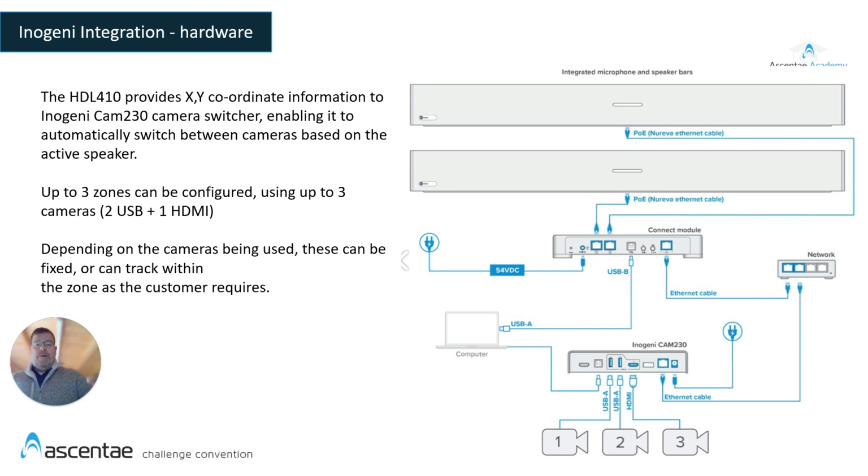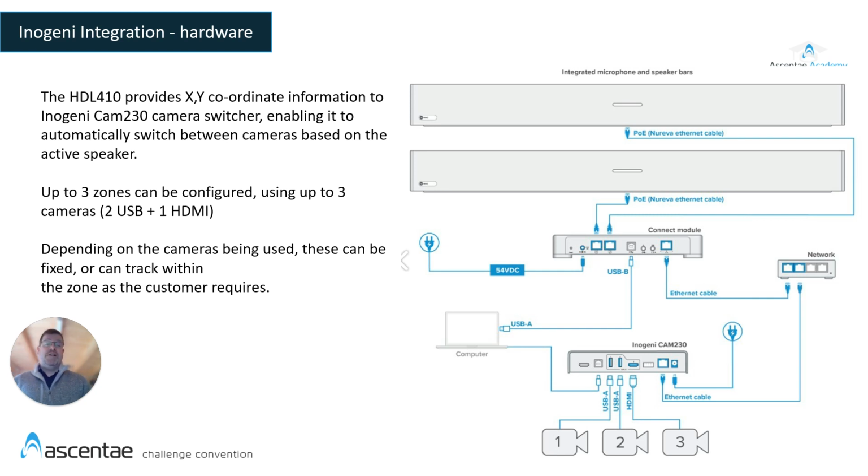And as already mentioned, the Inagini integration is only available on the HDL410 because only the HDL410 can provide that XY coordinate information and apply that to specific zones in the room. With the Inagini solution, we can configure up to 3 cameras, and depending on the cameras we're actually using, these can be fixed or they can track within the zone as the customer requires.